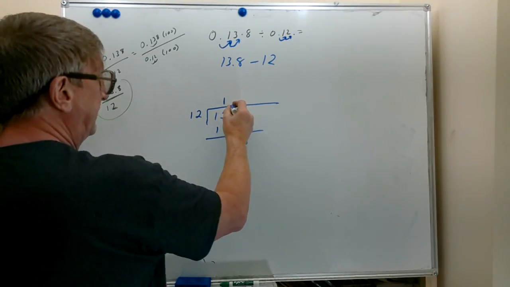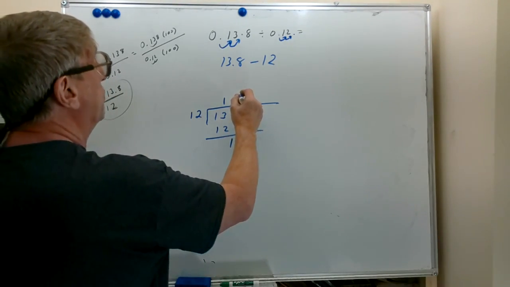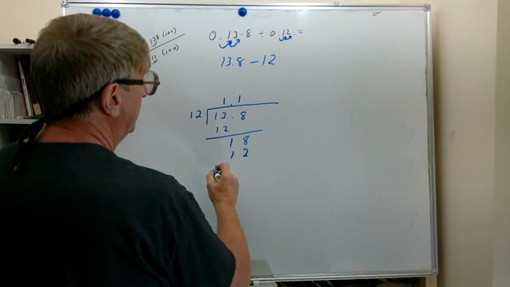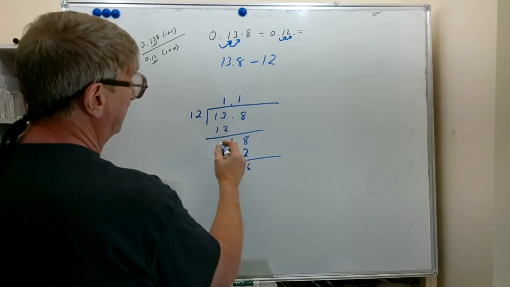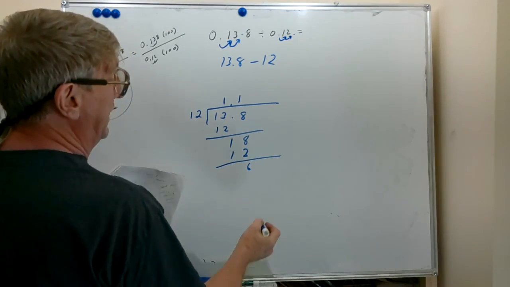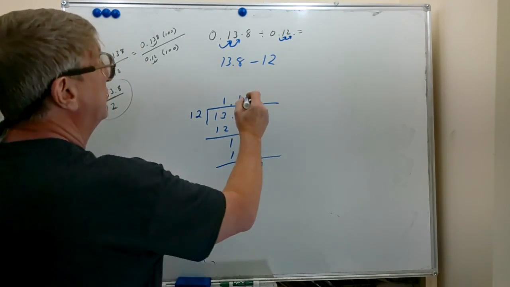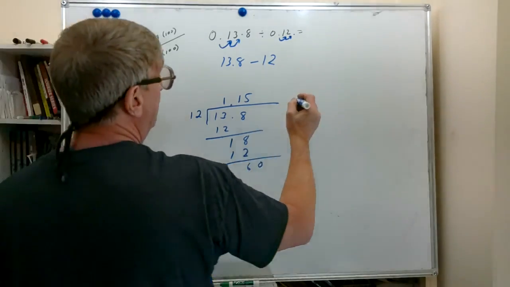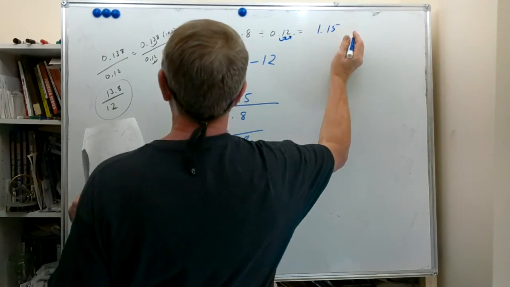Bring our decimal place up here so they match. Now 12 goes into 18 one time. 1 times 12 is 12. We subtract. 8 minus 2 is 6. 1 minus 1 is 0. We add a 0 so that we can move over. 12 goes into 60 five times. So we end up with the original problem equal to 1.15.